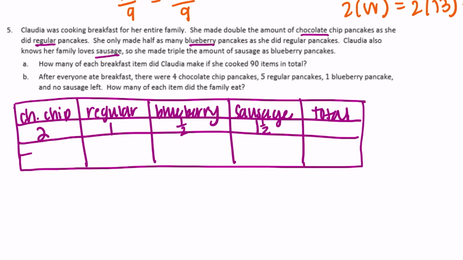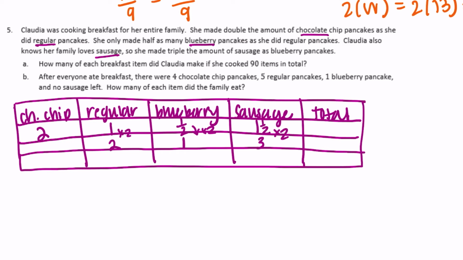So we don't want fractions, right? So what I'm going to do to get rid of the 1/2 is multiply by 2, which will give me 1. If I multiply this by 2, 1.5 times 2 is 3. This times 2 would be 2, and 2 times 2 would be 4. So now my total would be 4 plus 2 is 6, plus 1 is 7, plus 3 is 10. So my total is 10, and we know that she cooked 90 items in total.